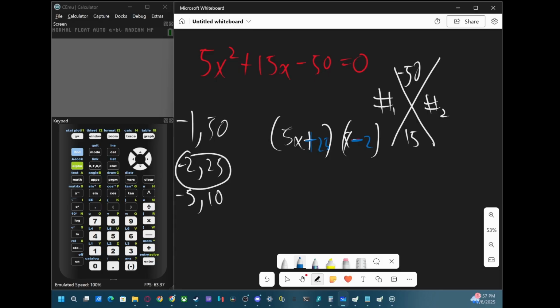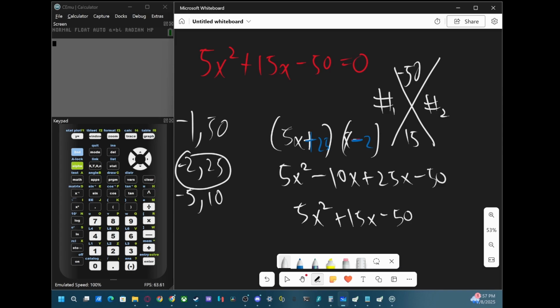Right? So now to double check, we can multiply this out. 5x times x, that's just 5x squared. 5x times minus 2, that's negative 10x. 25 times x, that's 25x. And now minus 25 times minus 2 is negative 50. All these add up to 5x squared plus 15x minus 50. Boom.